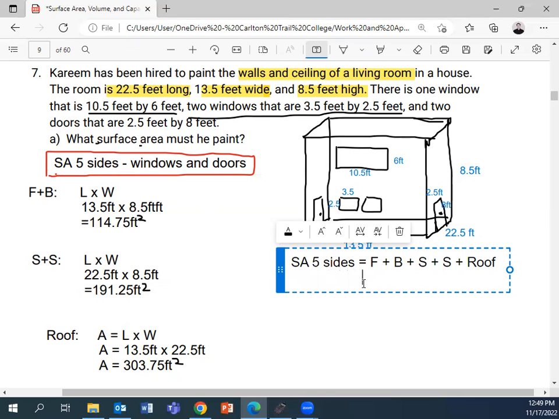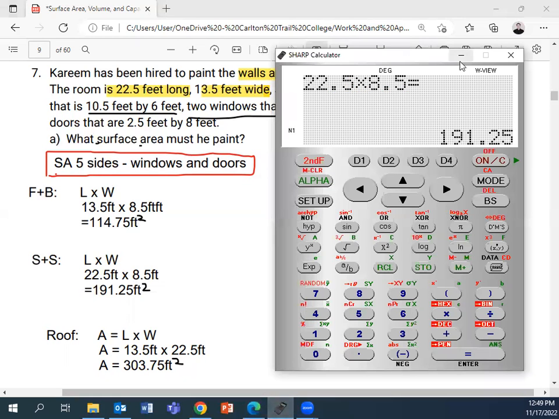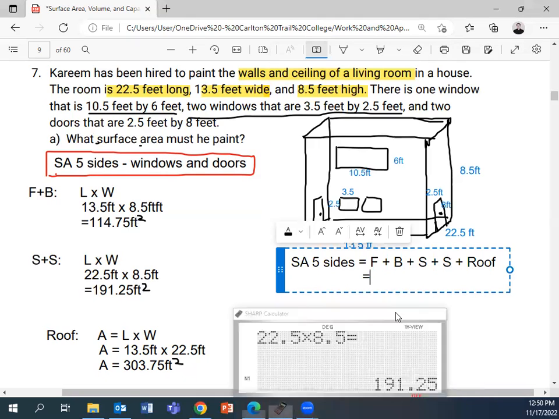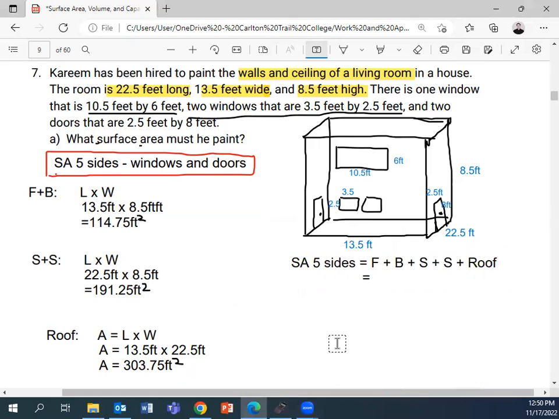So I could type in 114.75 plus 114.75, but I don't want to. And then it's also really important to know, this is only the dimensions of one of the front or the back. It's not the front and the back, right? So what I'm going to do here is I'm just going to take, sorry, I realize that's blocking me. Okay, I'm just gonna move it out of the way for a second, let you guys get caught up.